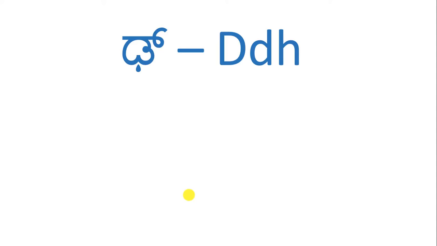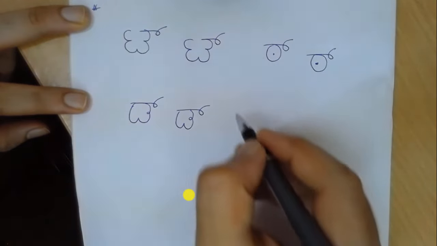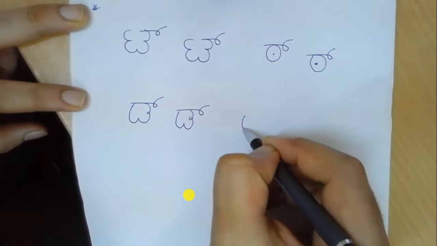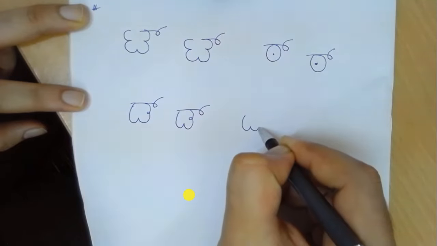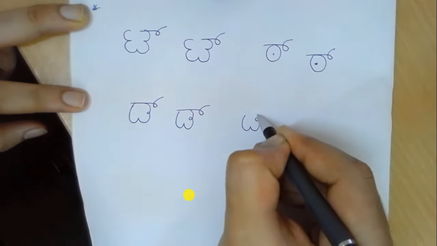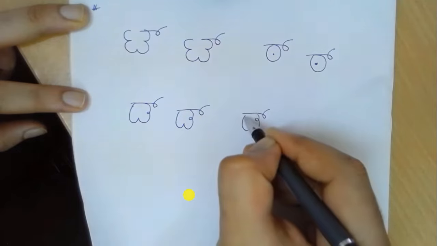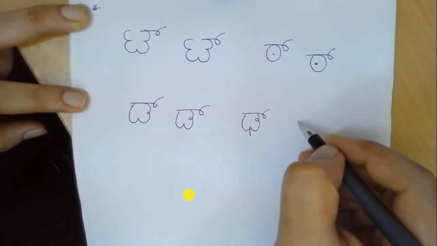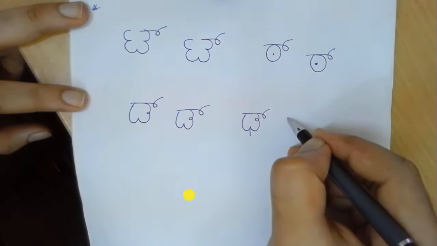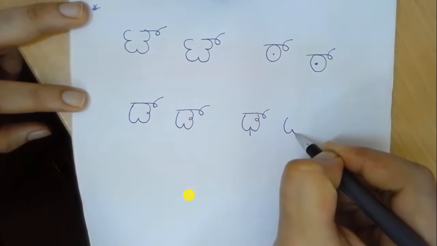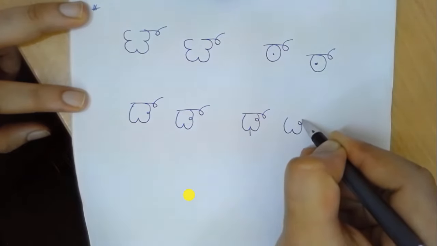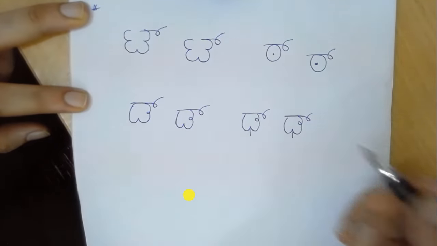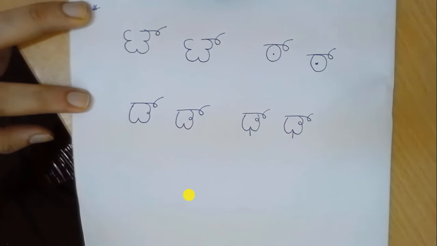Now let us see how to write this root consonant. It is like the previous one, but then it has a tail below. So that is the root consonant d.